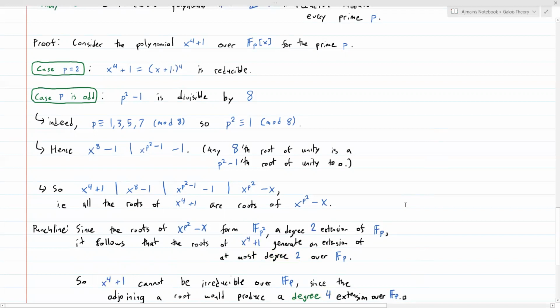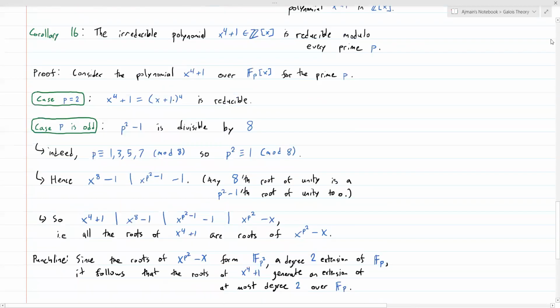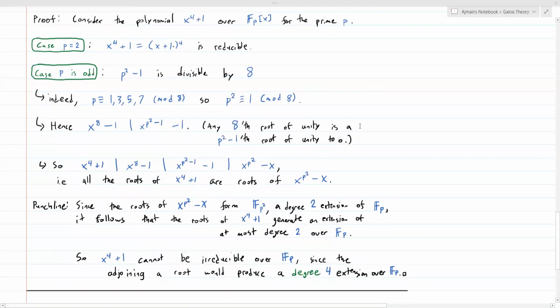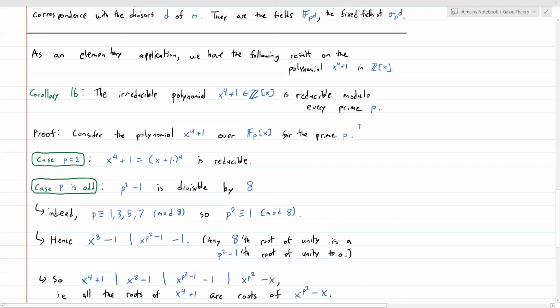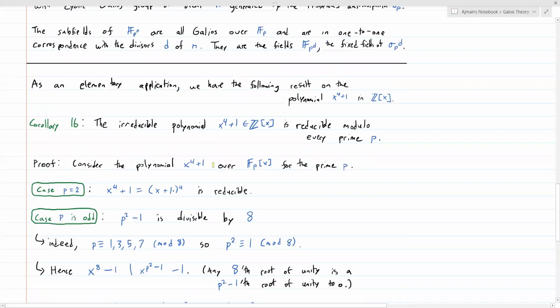Any questions about this whole argument? It's a pretty cool argument, that we used Galois theory, this whole thing about finite fields, to show that x to the 4th plus 1 is reducible mod every prime.